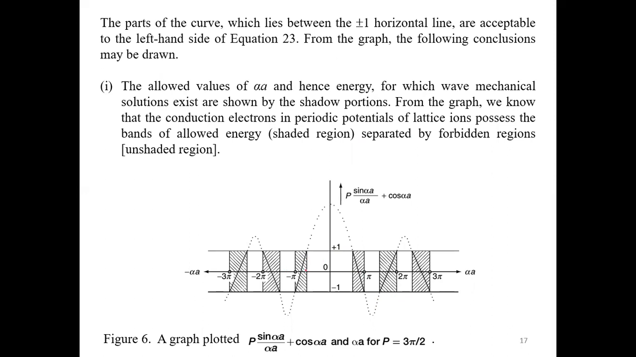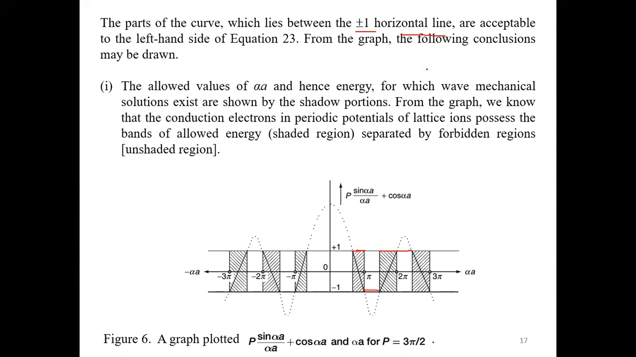So actually this gives you the allowed values. This is forbidden. So when it lies between this, this is an allowed band, and then this one is a forbidden gap, and then again an allowed band, and then a forbidden band. So this is the mathematical treatment. The part of the curve which lies between the +1 and -1 horizontal lines is acceptable to the left hand side of the equation 23.